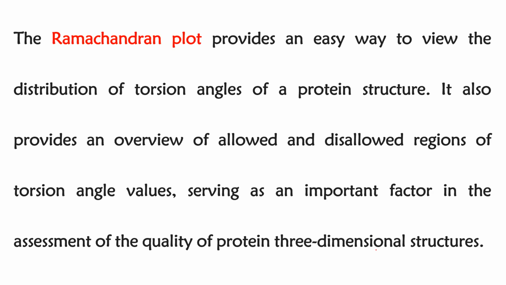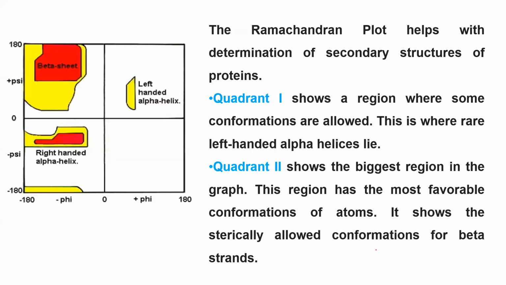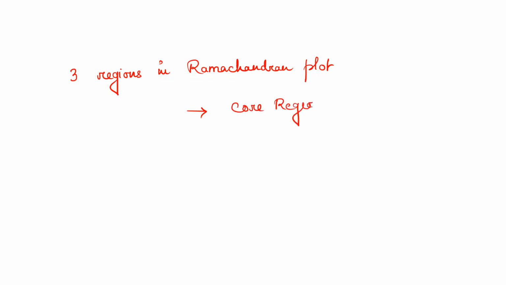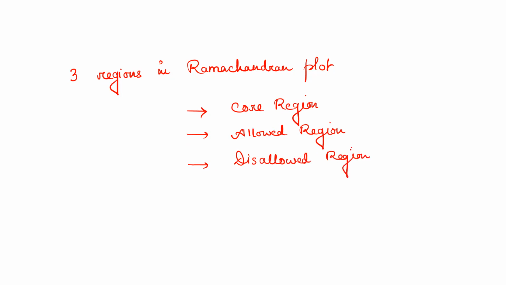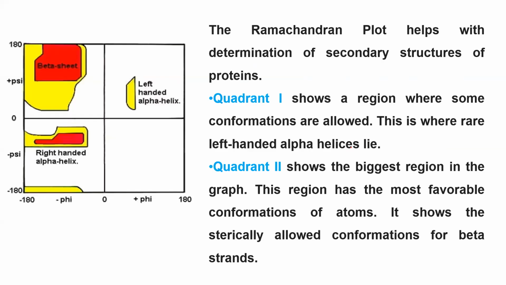Okay, here actually we get to see three regions in the Ramachandran plot. We'll come to it. See, we get to see three regions in Ramachandran plot. What are they? The core region, then we get to see the allowed region, and then we get to see the disallowed region. Okay, we'll get back here.